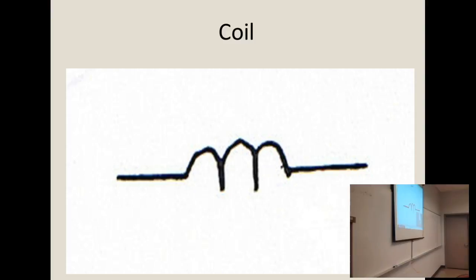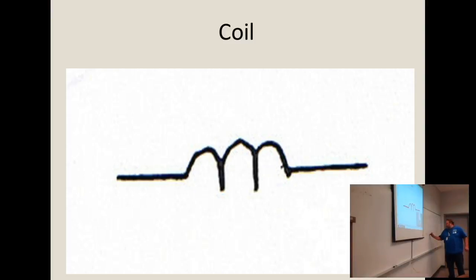So what we got here, a coil, is simply electrical wire, a conductor wrapped around many times. And you got 3 there and you got 5 there. There is no set limit, right? So that's what we call a coil.